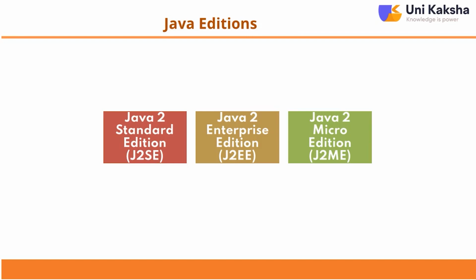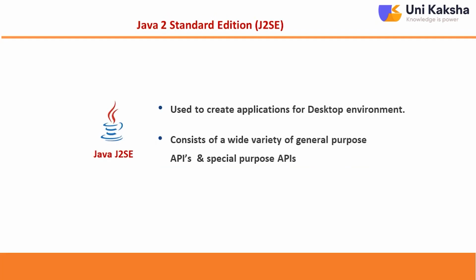So let's get started with the different Java editions. There are three different types of Java editions. First, J2SE, second J2EE, and third J2ME. So let's know more about all these three categories.